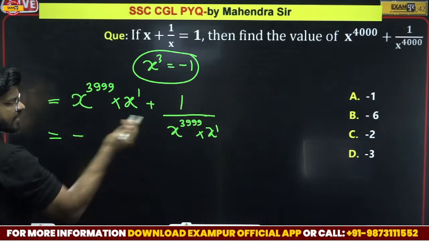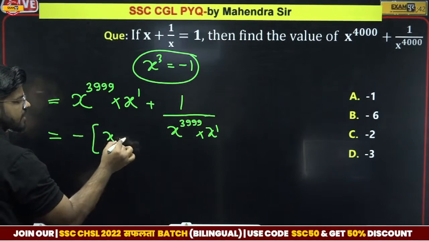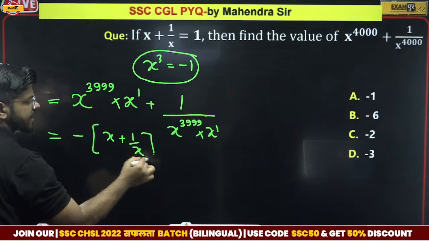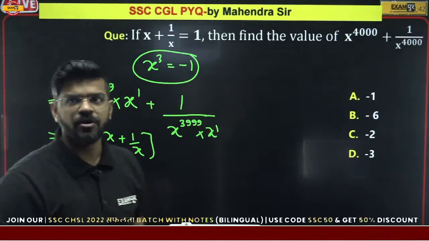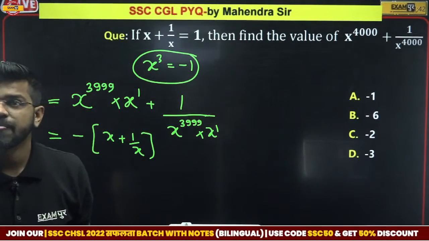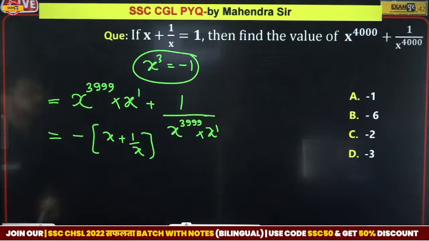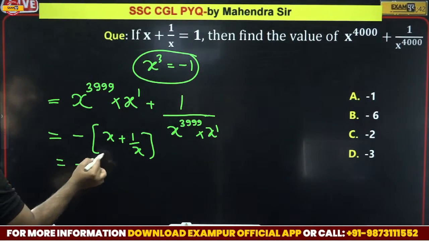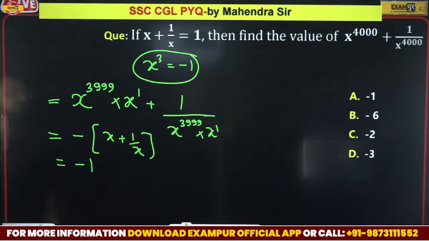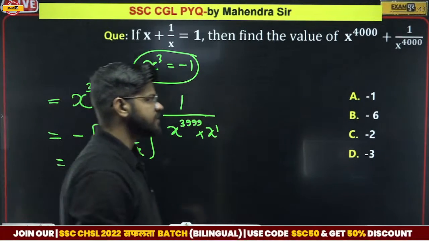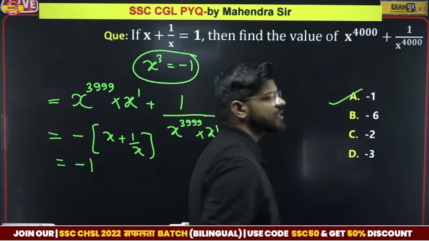So minus will get common, and we will get x plus 1 upon x remaining inside. So minus (x plus 1 upon x) is nothing but 1. So minus 1 is my right answer.